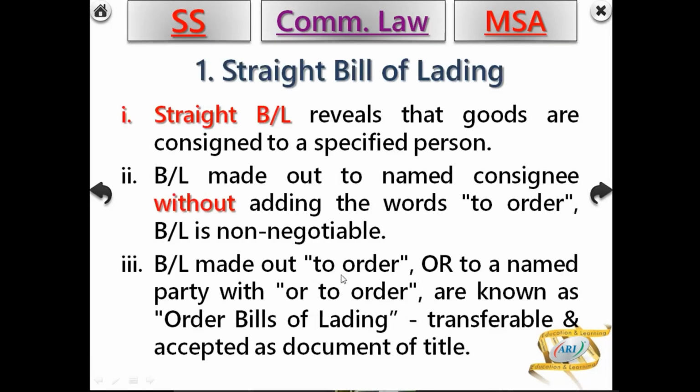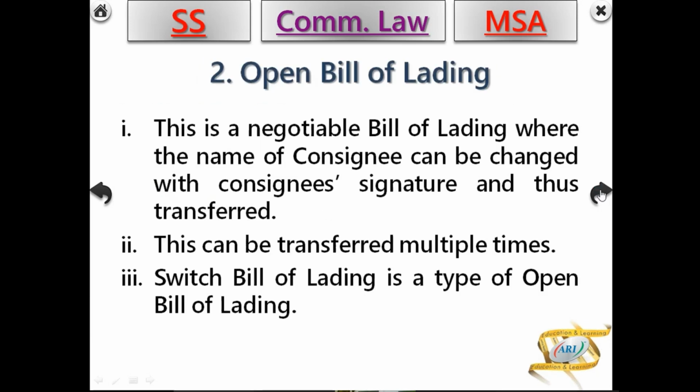Bills of lading made out to order, or to a named party with "to order," are known as order bills of lading, transferable and accepted as a document of title. This is where "to order" means to the bank, where a loan from the bank has been taken to pay for the goods.